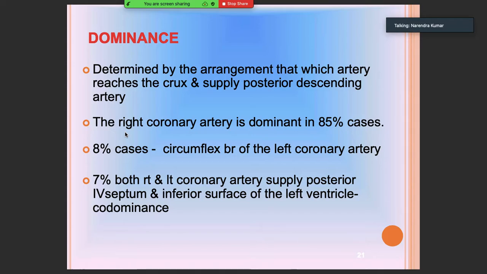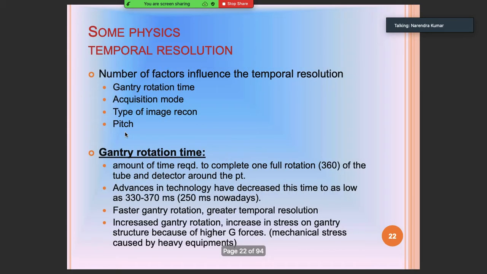Right is the dominant, isn't it? Most of the people, right hand is the dominant hand. So this is just a memory aid, I would say. Try to think of it like that. And in 8% of cases, it is the circumflex branch of the left coronary artery. And in fact, 7% of the times, it is both the branches.